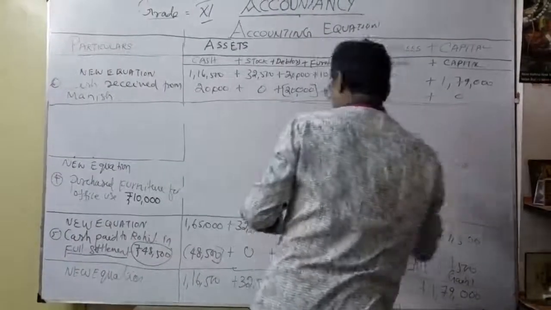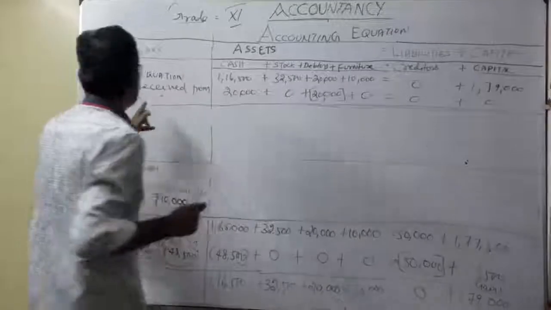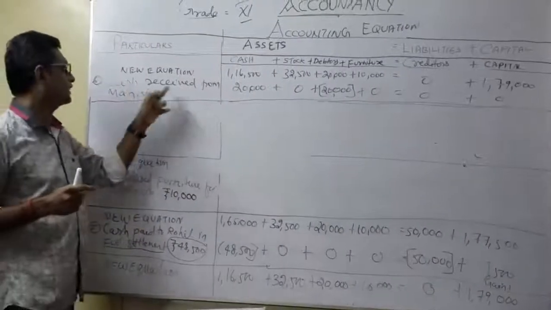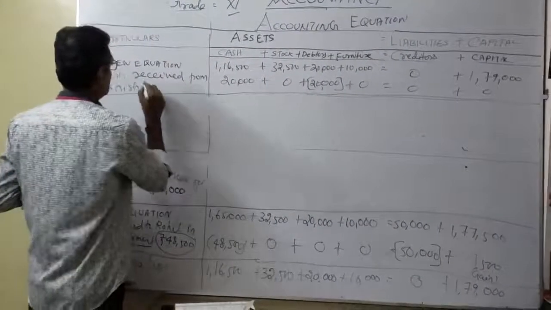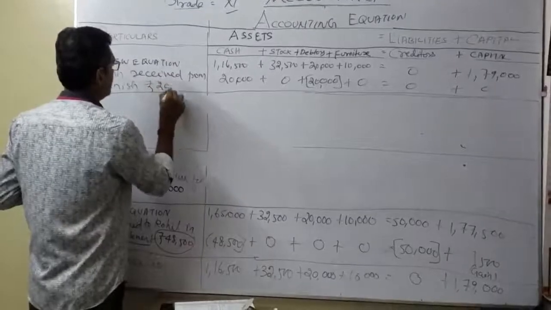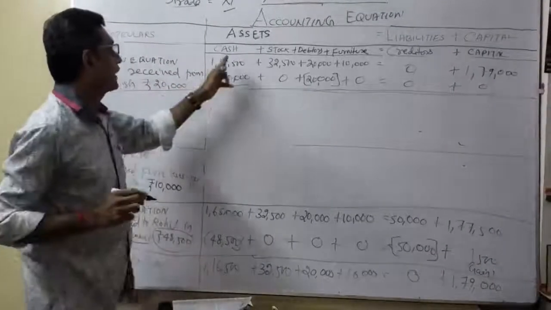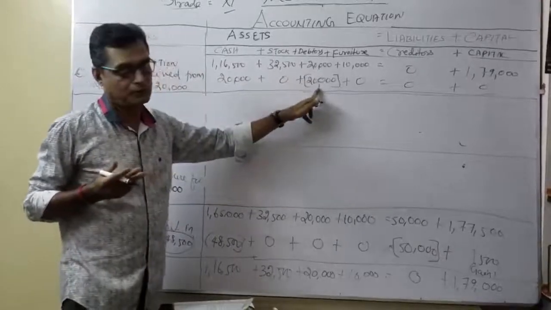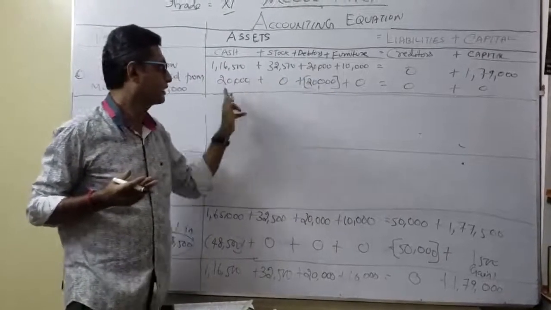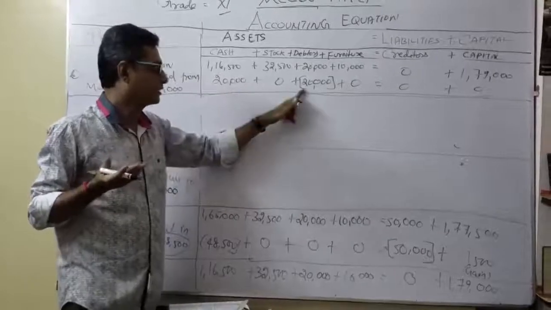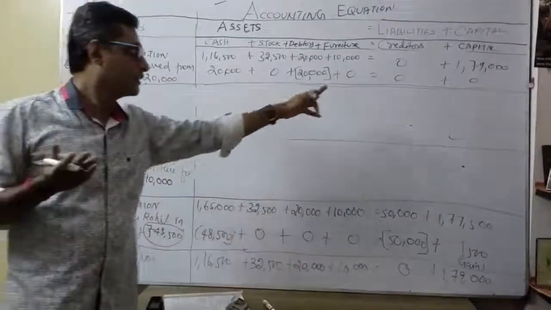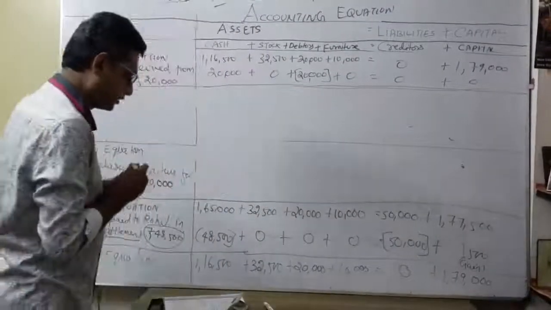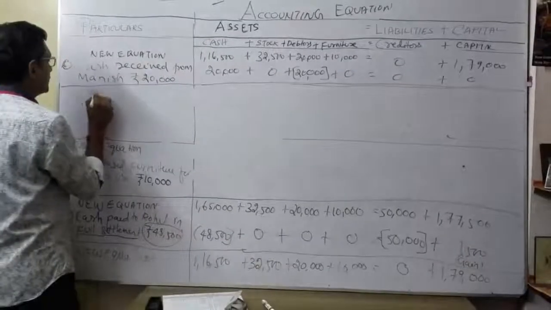Understood? So whatever was sold to Manish, now we got money. Cash received from Manish, how much? 20,000. The cash increased by 20,000 and my debtors become nil. That's the equation for this transaction. 20 increased, 20 decreased, so equalized. So here 0, 0. Now what is my new accounting equation?